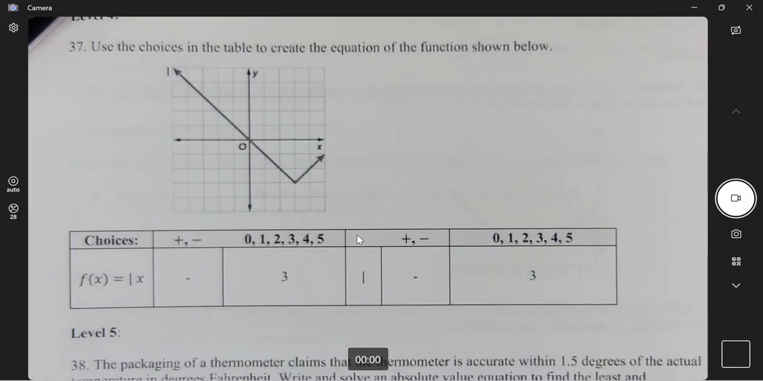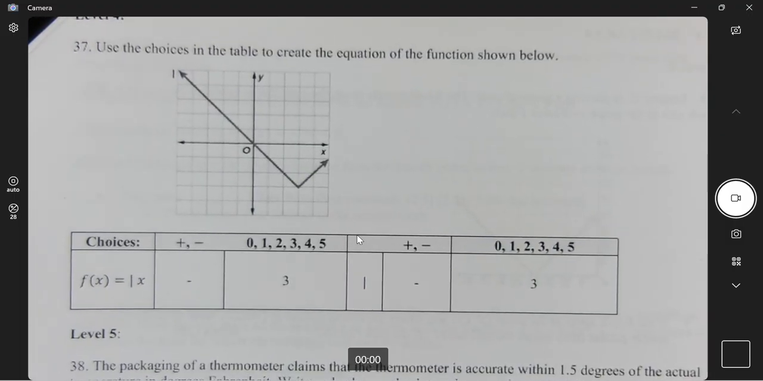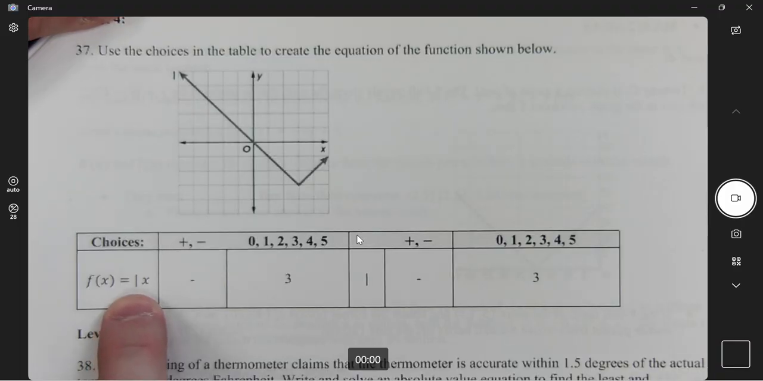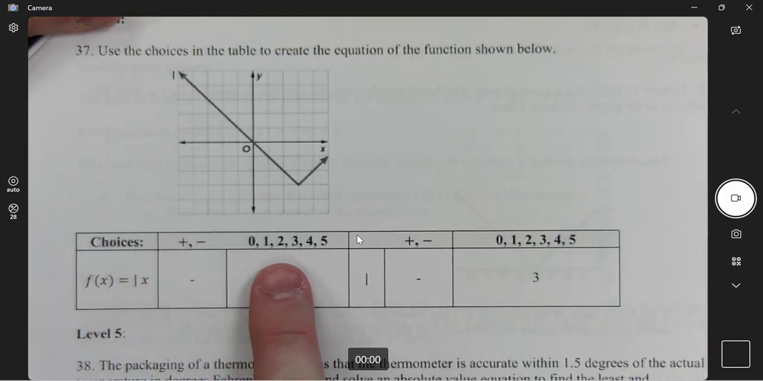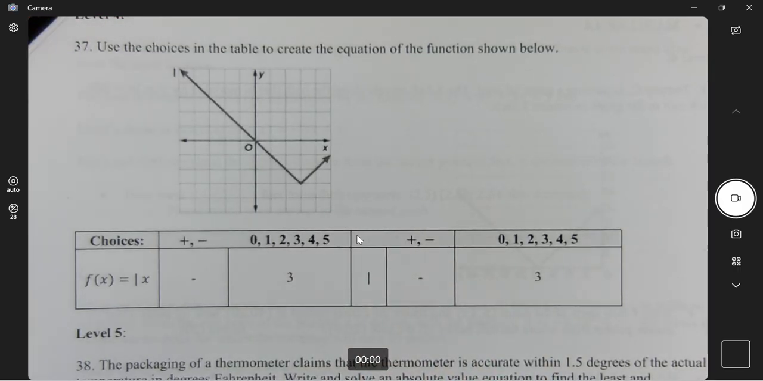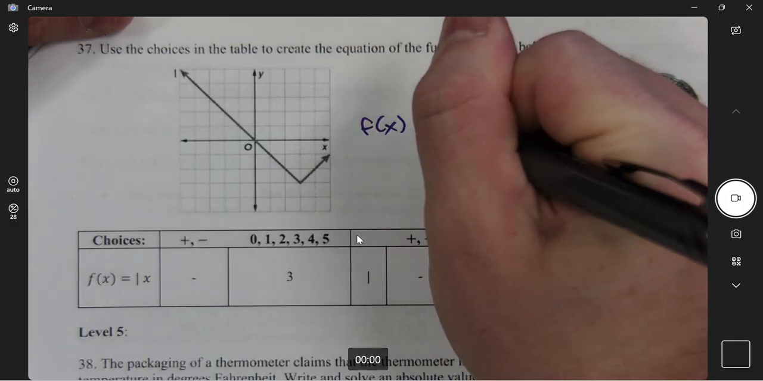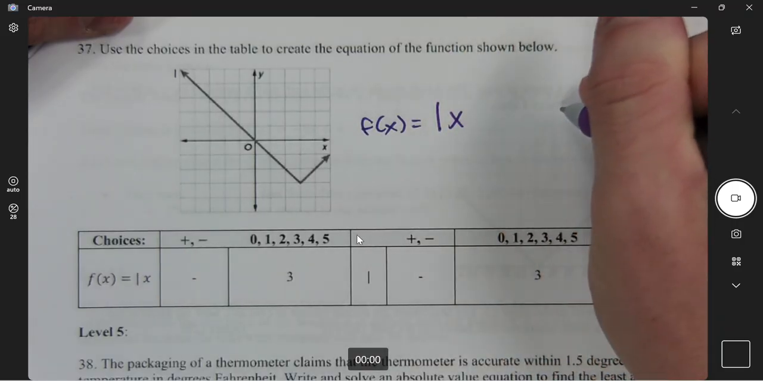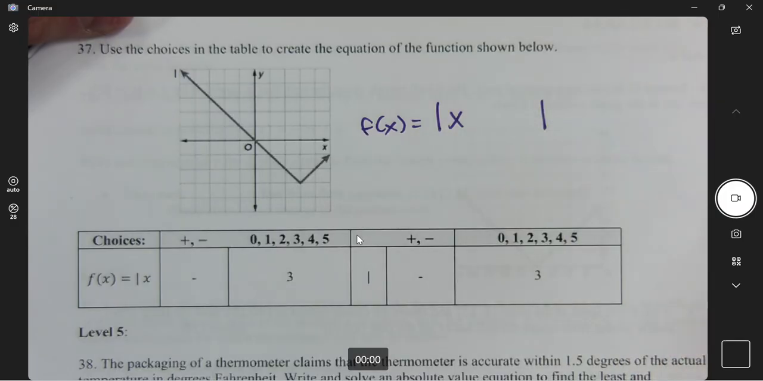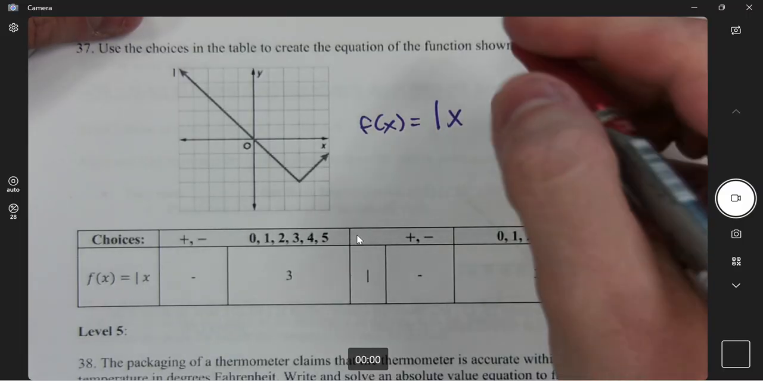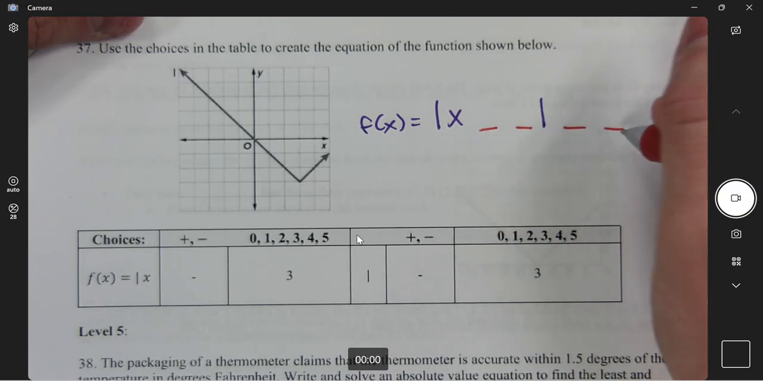This one also has the answer on it, which is absolutely ridiculous. But let's just pretend for a minute it didn't and talk about what you were supposed to do. It says create the equation that you see here. This one would have been the only one that was filled in. You would have had to choose something here, here, here, and here. So here's what the original question would have looked like. It would have given you f of x equals absolute value, and it would have been looking for you to fill in blanks here, here, here, and here.